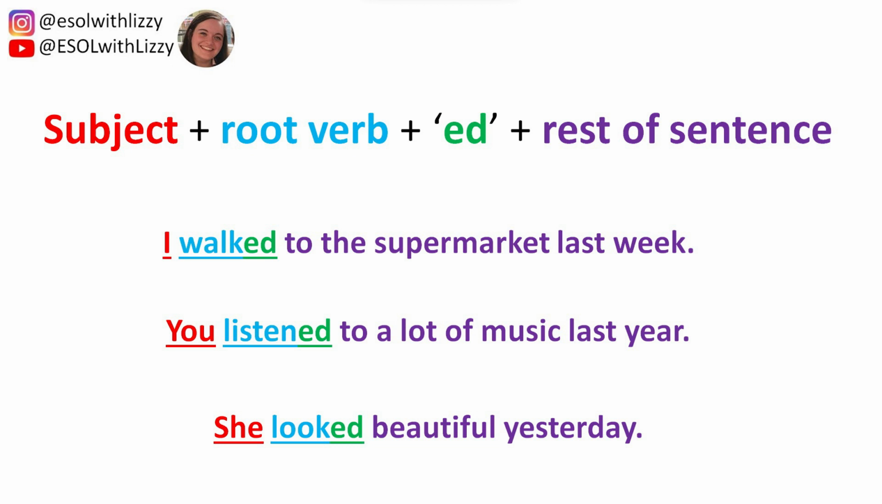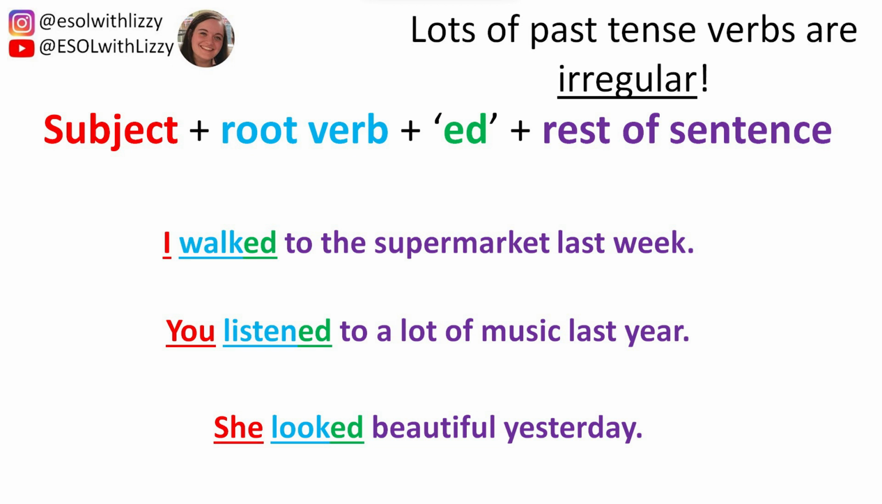So this sounds easy, right? Sadly, it's going to be a little more complicated. This rule is only for regular verbs. It is only with regular verbs that we add an ed. Irregular verbs are quite different, and there are a lot of irregular past tense verbs in English. So let's have a look at some of them.